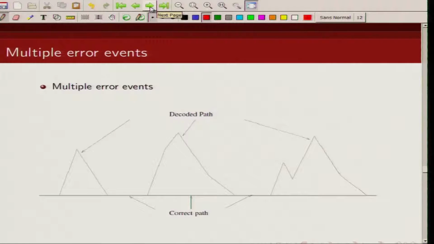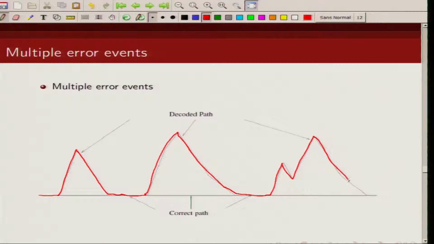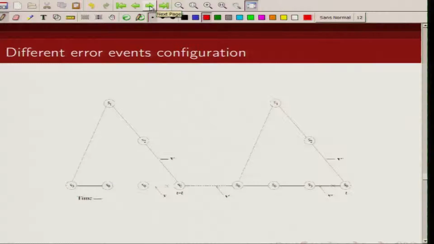So, error events can happen in multiple ways. Let us say there might be a situation when you have diverged from all 0 state and then merged back into all 0 state, and then after some time you again diverge from all 0 state, stay away from all 0 state, and then you merge back, and again then you stay away from all 0 state, diverge, and then again merge back. So, you can have multiple error events happening. Now, let us look at what are the various types of error configuration you can have.